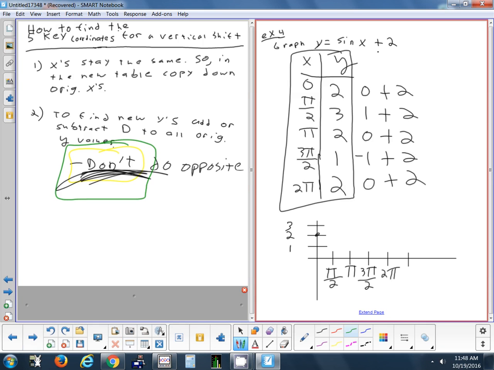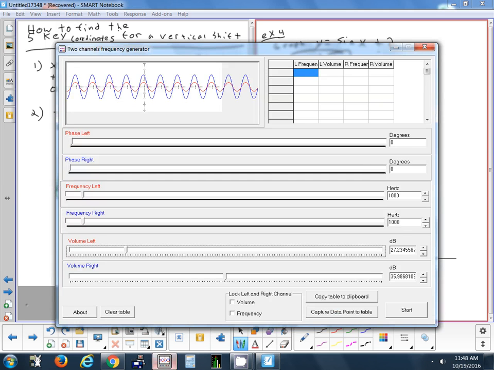All right, so okay. 2 pi over 2, we're at 3. Back to 2, 1, and back to 2. There's our graph. Again, no real connection with sound. I don't think I played the connection with sound for an amplitude change, but if you just read what the slider does, it's a change in the volume. Okay, when you stretch or compress, it changes volume.